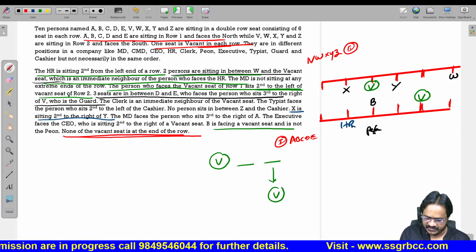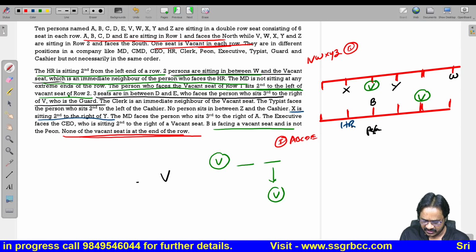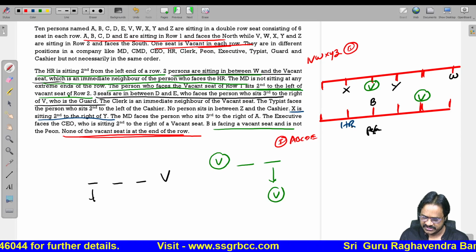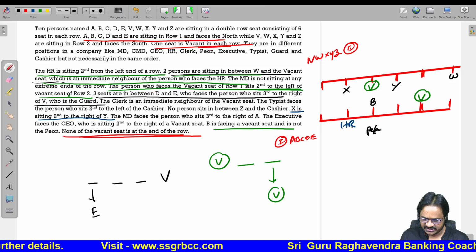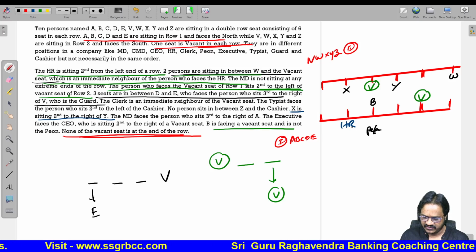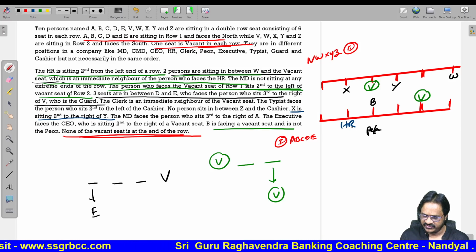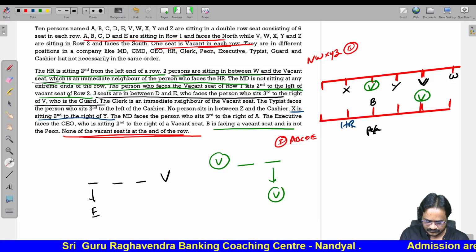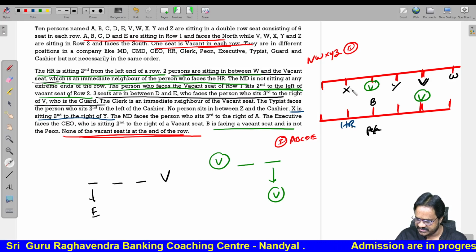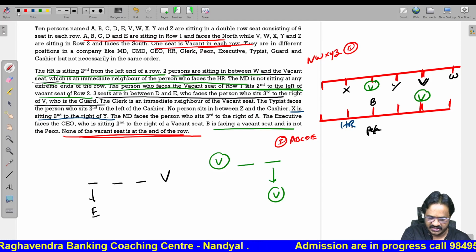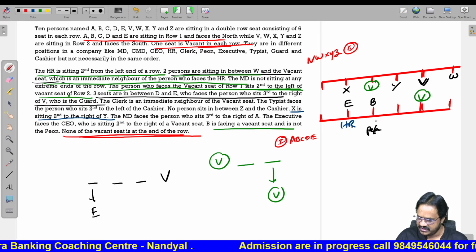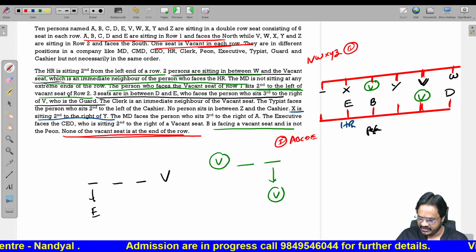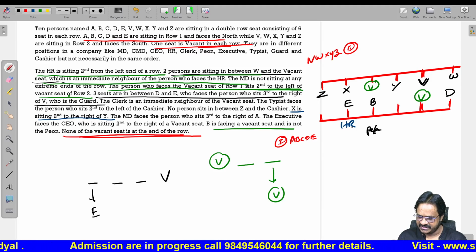Then 3 seats are there between D and E. Who faces the person who is third to the right of V? That means third to the left of V. E is facing the person who is third to the left of V, and 3 seats are there between E and D. So definitely this is correct. V, first, second, third. Opposite we will get E. There are 3 seats between E and D. This is definitely D. And here we are left with only one thing, that is Z.